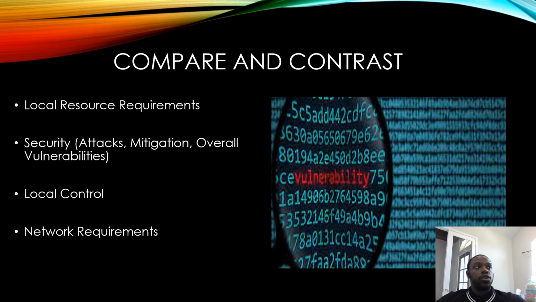Compare and contrast local resource requirements, security attacks, mitigations, overall vulnerabilities. Local control, network requirements. Local resources for cloud computing include scalability, adaptability, extensibility, and manageability. The cloud must also include additional functions that provide real-time availability.